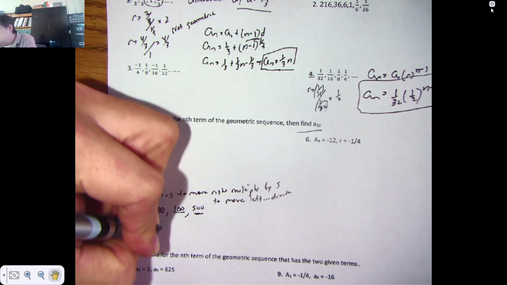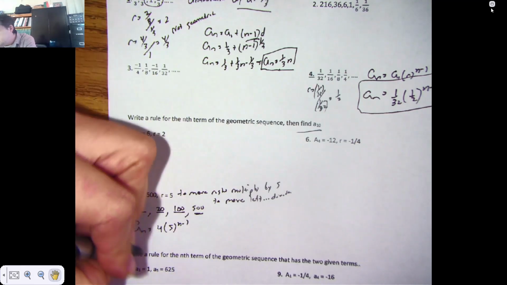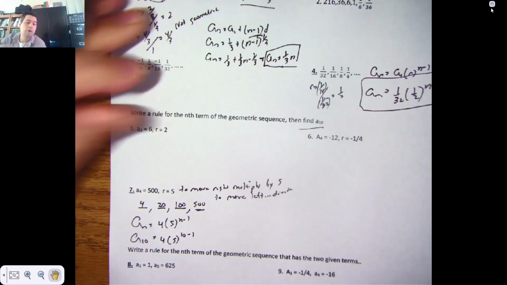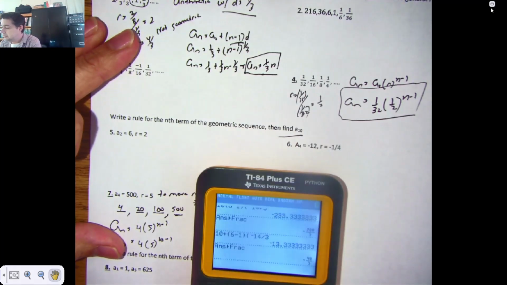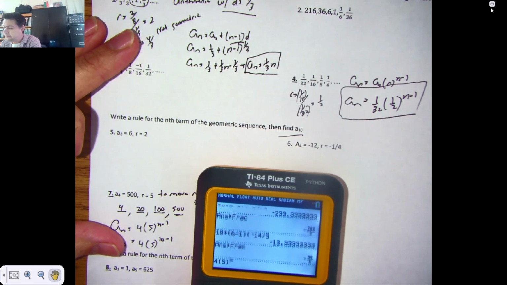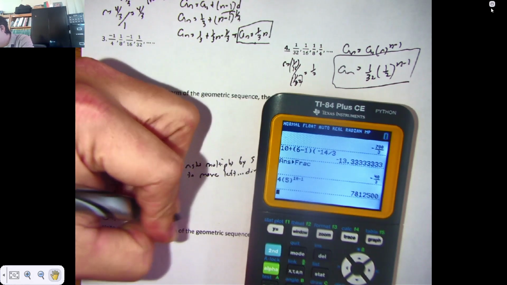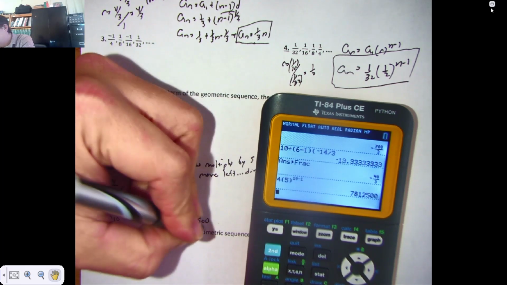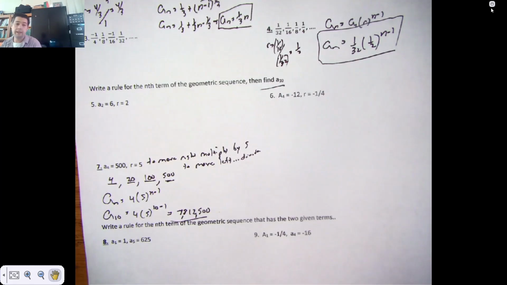The nth term is the first term of 4 times the ratio of 5 to the n minus 1. And if I want a sub 10, I plug in a 10. I have no idea what the 9th power of 5 is on a Monday morning, nor do I care to invest the energy to figure it out. We're just going to assume I don't know what 10 minus 1 is either. There you go, 7,812,500. They get pretty big pretty quick because they are exponential growth or decay.